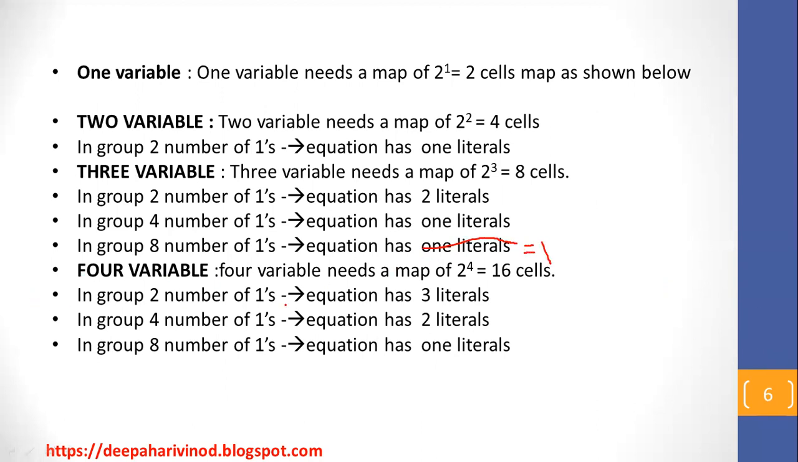Next, 4 variables. 4 variables means 2 raised to 4, that is 16 cells it will be having. So if you have 2 ones in a group, then the equation will have 3 literals. 4 ones means the equation has 2 literals. 8 ones means only 1 literal will be in the equation. The same way, if all the 16 cells are ones, the complete equation will be equal to 1. Minimized form will be equal to 1.